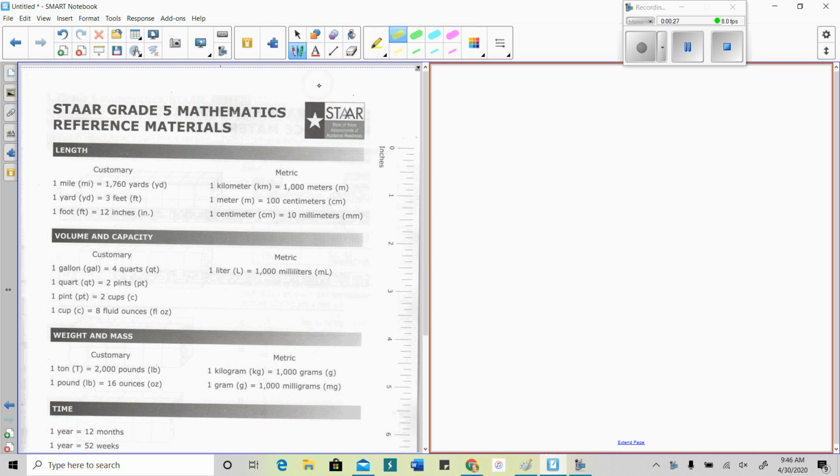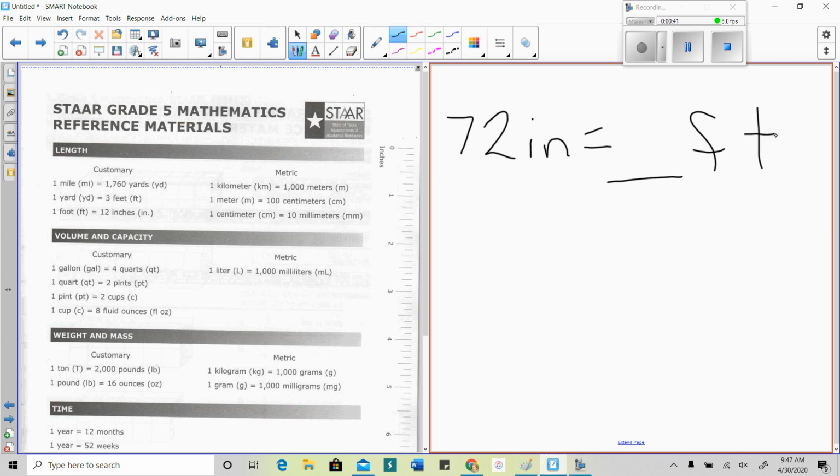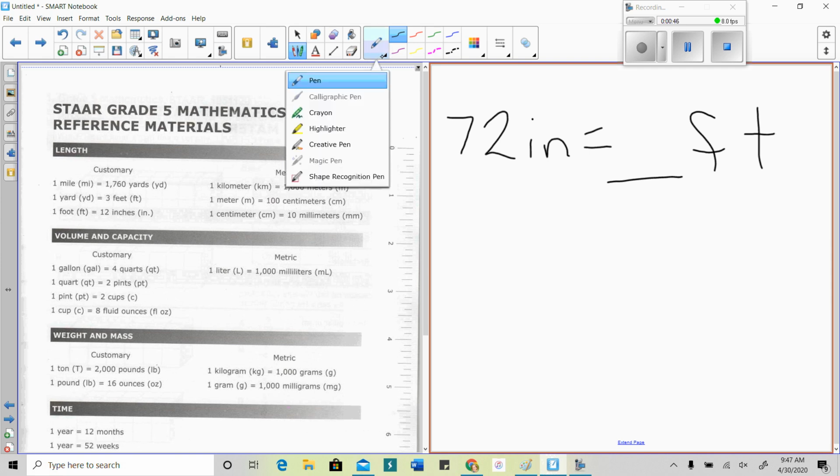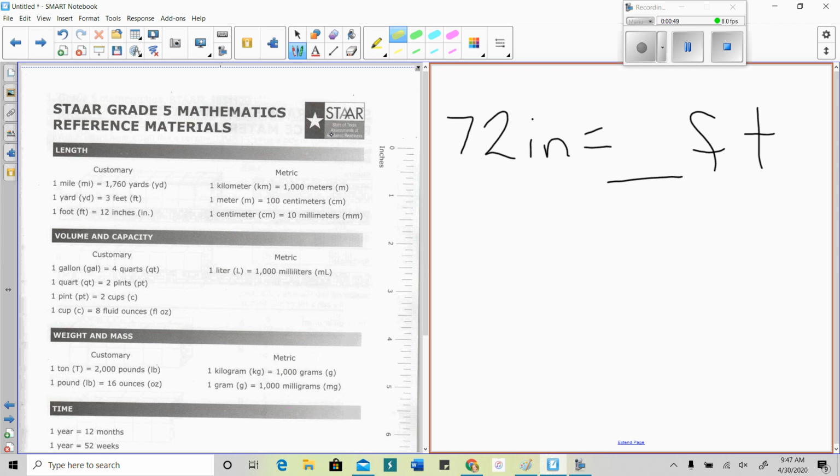So let's say, for example, I had 72 inches. And I wanted to know how many feet that is. First, I would need to find feet and inches together in the chart. And it wouldn't matter if inches came first or feet came first. I just want to make sure that they are presented together. So looking in the chart, under length, it says 1 foot is 12 inches. And a foot, feet, those are the same thing. Foot is just singular and feet is plural. So there is my math fact.